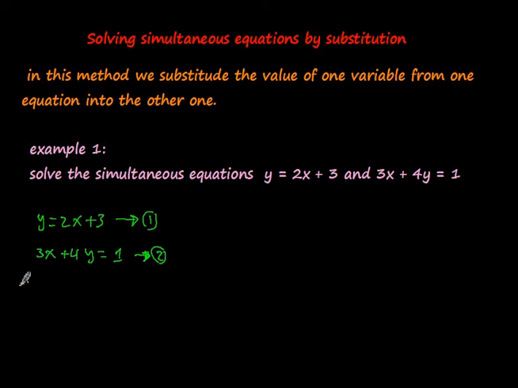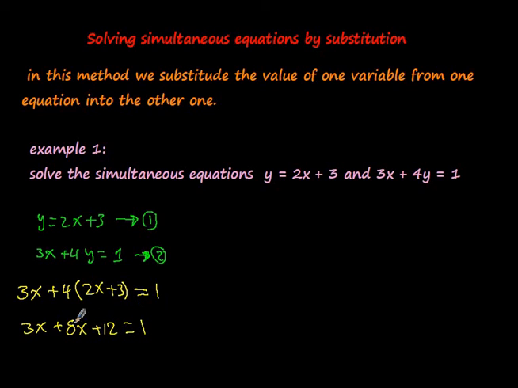So in the second equation, 3x plus 4 multiplied by y, and you need to get rid of y and write down the value of y in terms of x. It will be like this. And now guys, let's get rid of the brackets. It will be 3x plus, here we have positive 4. So positive 4 times 2x equals 8x. And here positive 4 times 3 equals 12.